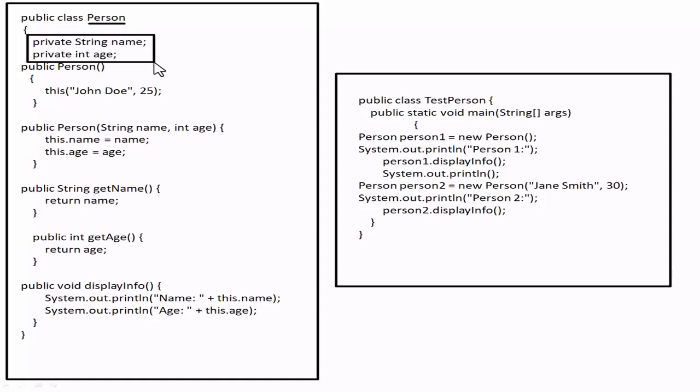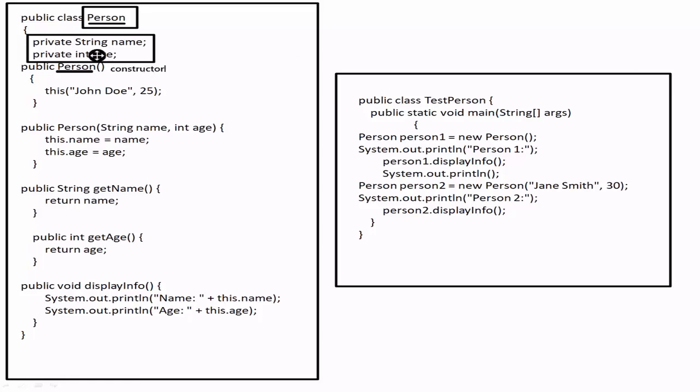Now here we have defined public Person. Person is the name of the class. So whenever you define a method which is the same as the class name, it is called a constructor. So it is said to be a constructor.